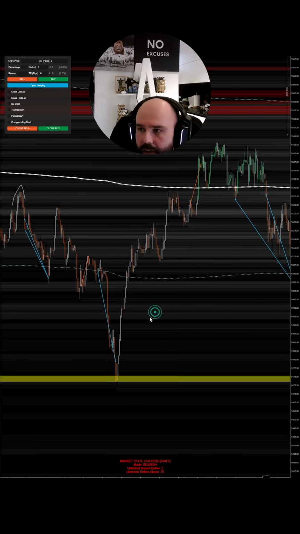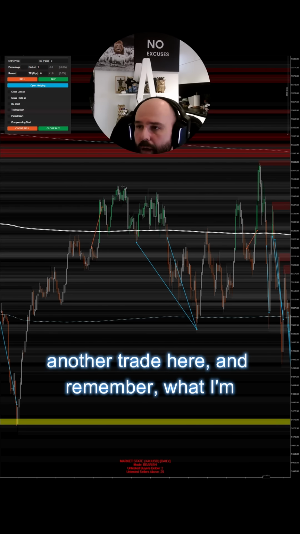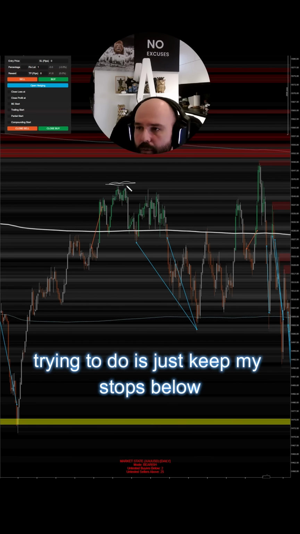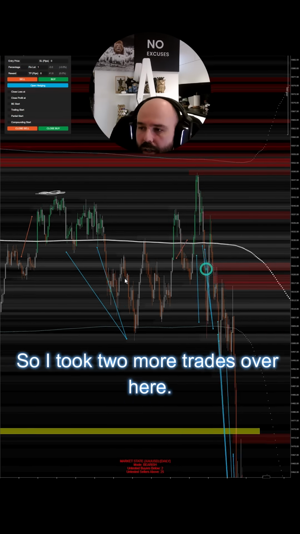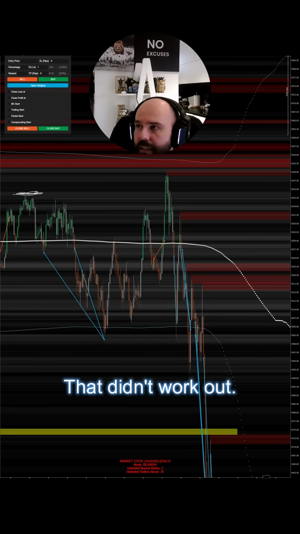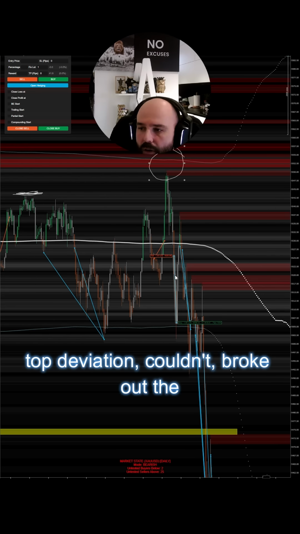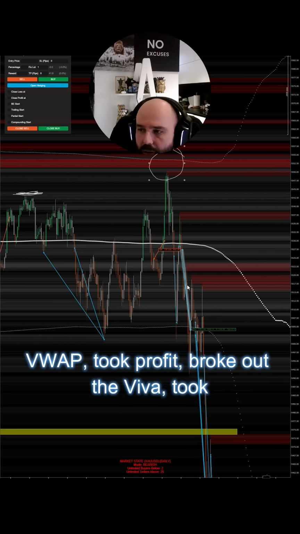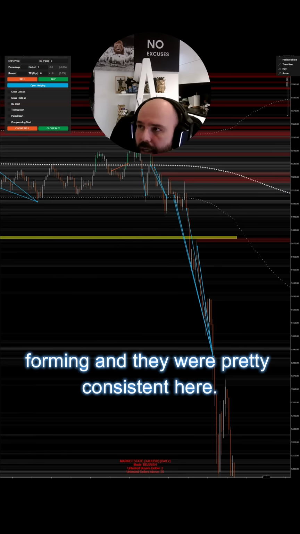That worked out great. Beyond that, I took another loss here, took another trade here, and remember what I'm trying to do is just keep my stops below the swing lows or above the swing highs. So I took 2 more trades over here, that worked out great, and then I took another short here, that didn't work out. Still in a bearish state, tried to hit the top deviation, couldn't, broke out the VWAP, took profit, broke out the VWAP, took profit.